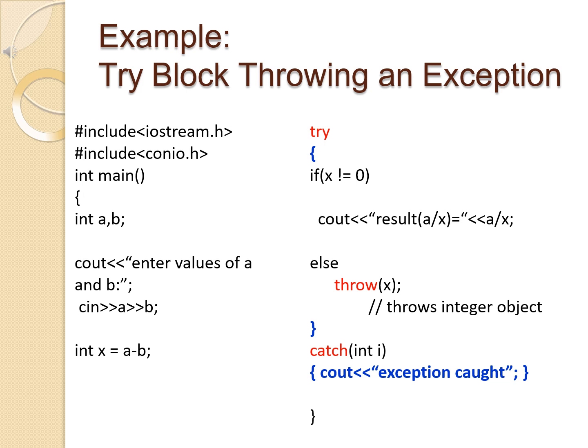So suppose your input for a and b is 5, 5. 5 minus 5 is 0, so the output would be exception caught. Now suppose you are having 20 and 10. So a minus b would be 10. X is not equal to 0. So the result will be 20 by 10. The value 2 would be printed out.